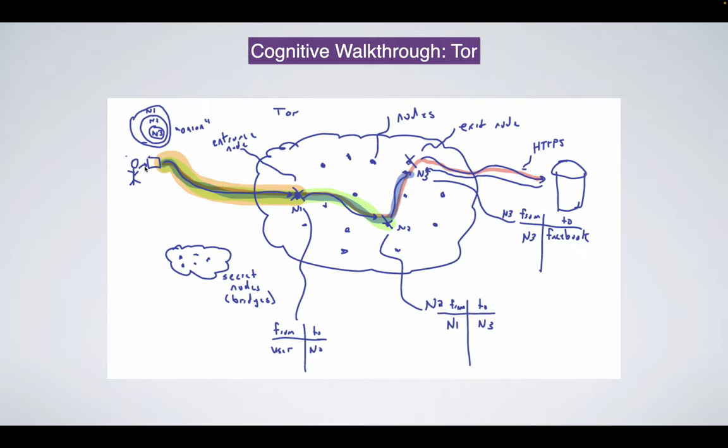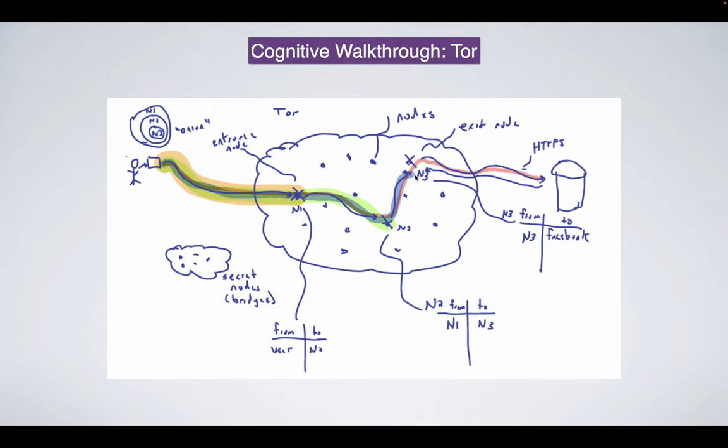But Tor won't stop you. If you want to browse the internet over HTTP, then that's fine. So you'll send your packet. N3 will decrypt that last layer of encryption, and then there won't be an HTTPS, a further encryption. It'll just be a raw HTTP packet. So it can then read it.